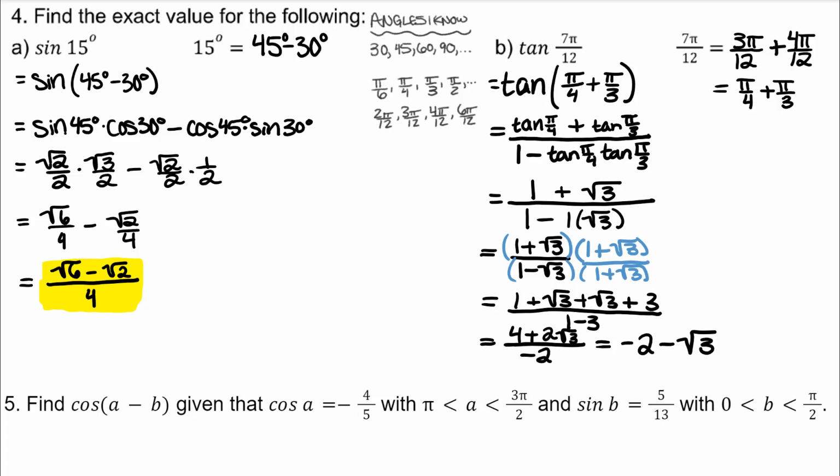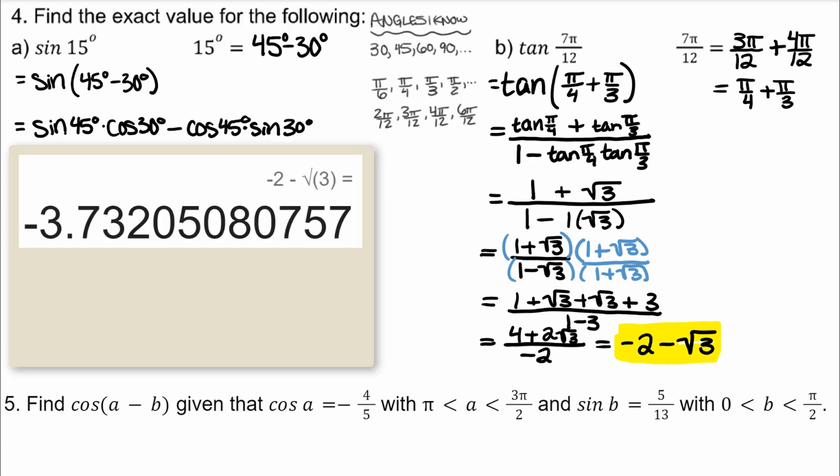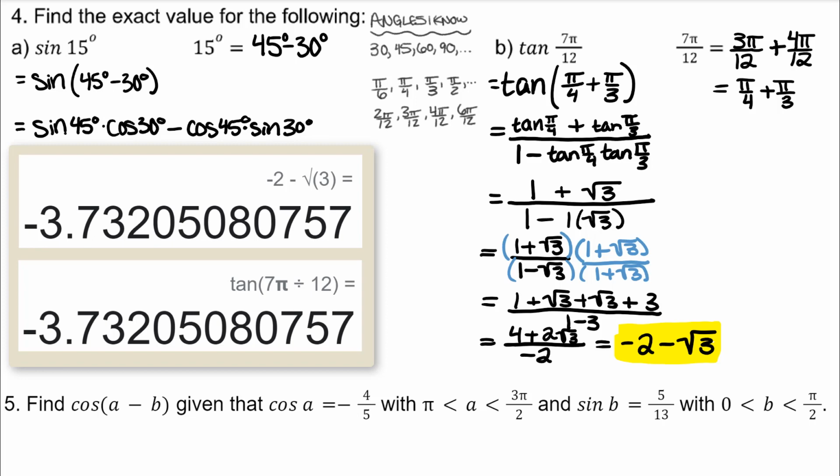That is the exact value of tangent of 7 pi over 12. And you can always check that in a calculator. Type in negative 2 minus root 3, and then type in tangent of 7 pi over 12, and you'll get some crazy decimal, and if the decimals match, you did it correctly.